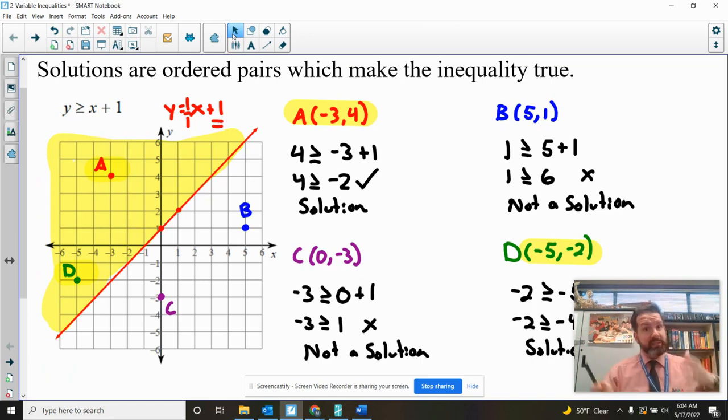Now, there are some more things to be careful about. We'll look at that in the next part of the lesson, but here's the big idea. When you want to solve a two-variable inequality, you're going to get a colored-in region, and the way you can check for individual solutions is just seeing whether those ordered pairs make the inequality true, like points A and D, or false, like points B and C. So A and D were solutions. They're on the colored side. B and C were not solutions. They are on the unshaded side.